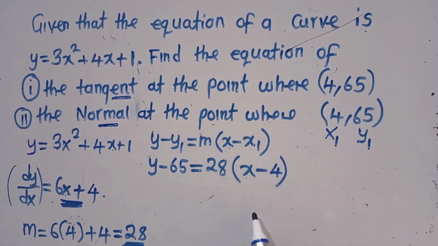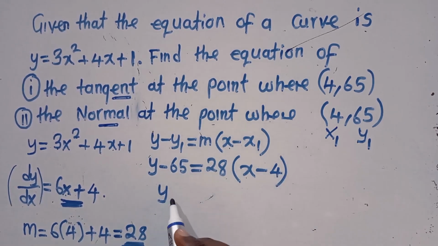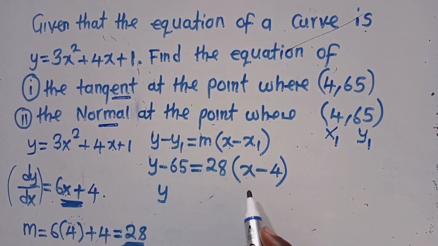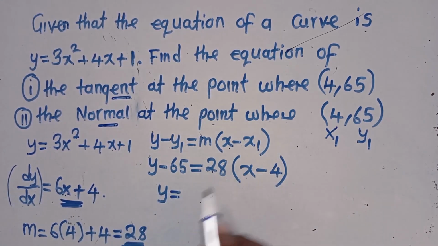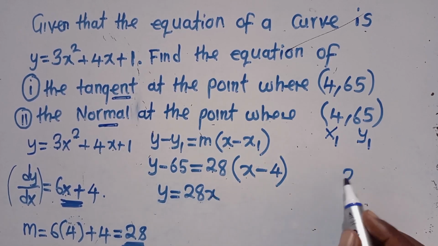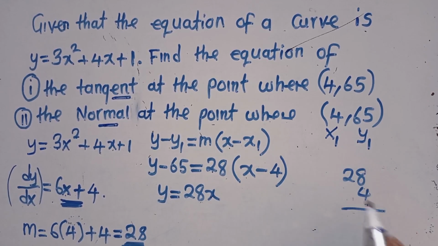I do this. So I say this is y. This 65 goes to the other side of the equation. So this is equal to what? 28 times x, that is 28x, minus 28 times 4. So 28 times 4, here 32, 2 remainder 3.